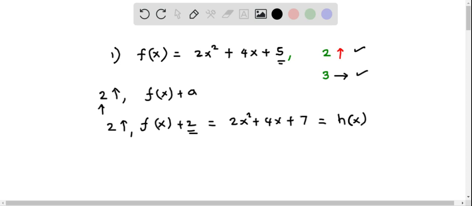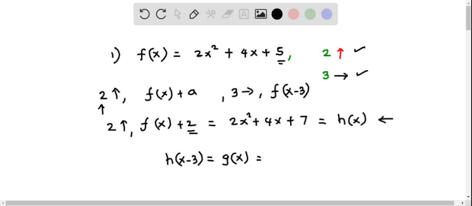Now we perform the second translation, which is 3 units to the right. When the function f of x is translated 3 units to the right, it's basically f of x minus 3. This is according to the transformation rule. So here we have this intermediate function h of x, and since it is translated 3 units to the right, we should do h of x minus 3, and this is basically g of x.